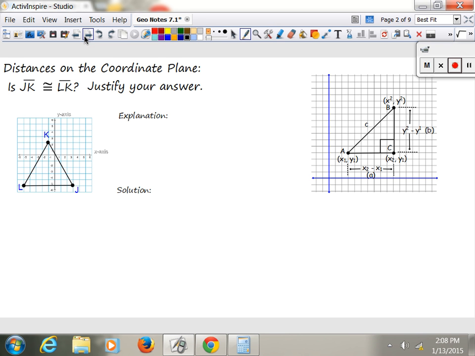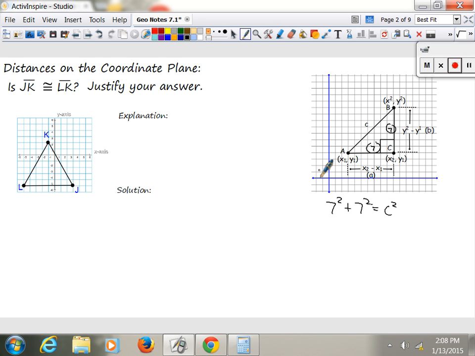Now, when I gave you a graph before, earlier first semester, and I wanted you to find the length from A to B, I told you just simply draw a right triangle. You count 1, 2, 3, 4, 5, 6, 7. This is going to be 7. You count 1, 2, 3, 4, 5, 6, 7. This is also a 7. 7 squared plus 7 squared equals c squared, and you can find out how long c is. Okay, that works every time.